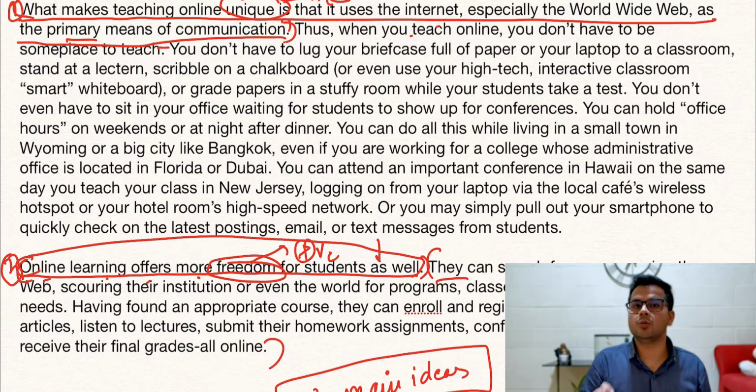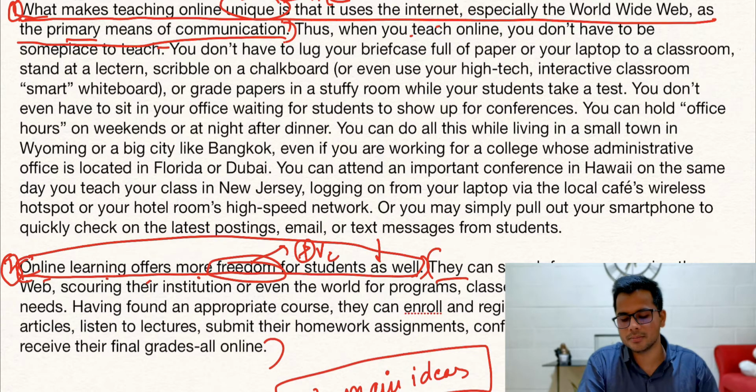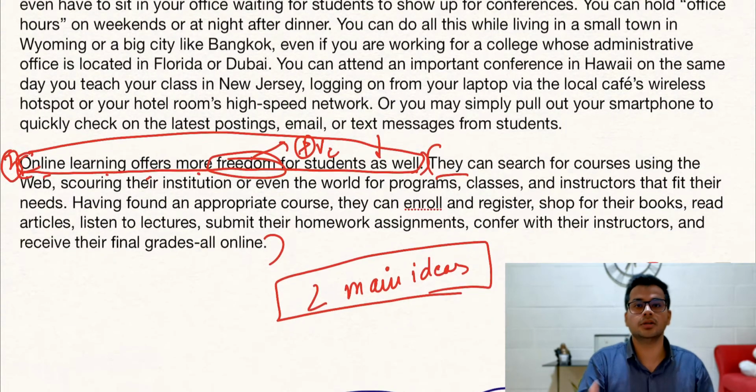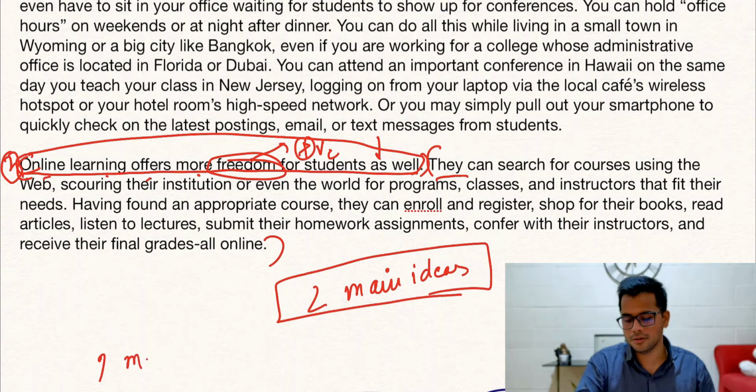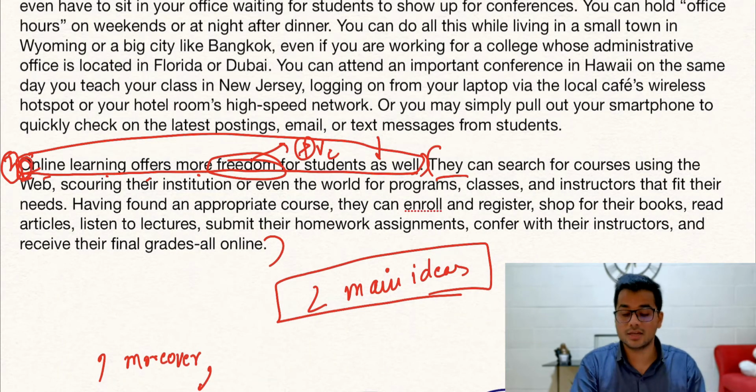One last final thing is, what would be my summary in the exam? As I said, we don't have to paraphrase anything. I'll speak out the answer right now. My summary is going to be: what makes teaching online unique is that it uses the internet, comma, especially the World Wide Web, all three W capital, comma, as the primary means of communication, comma, then I'll put my connector, which is moreover, then comma, then online.